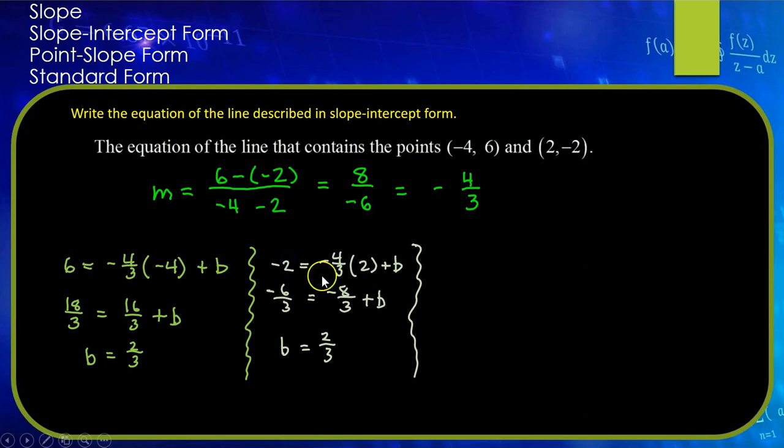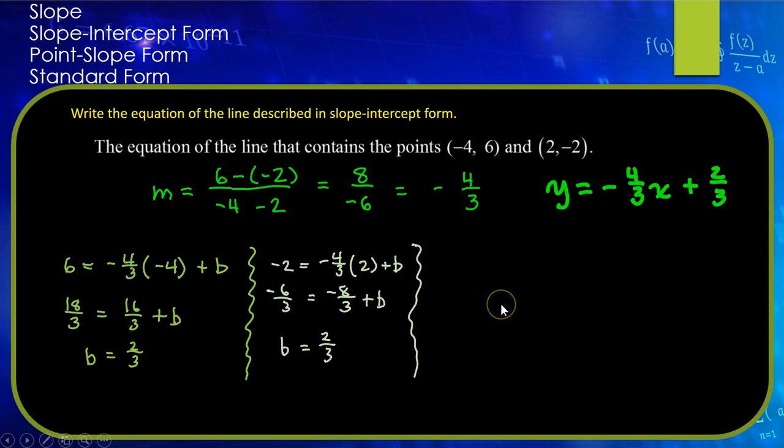I'd get the exact same result if I use (2, negative 2). The difference would be I have negative 2 for the y and 2 for the x. I would get these as a result. When I add 8/3 to both sides, I get b equals 2/3. So if I went this route, I already have my two pieces of information. I would have y equals negative 4/3 x plus 2/3 as my slope-intercept form.